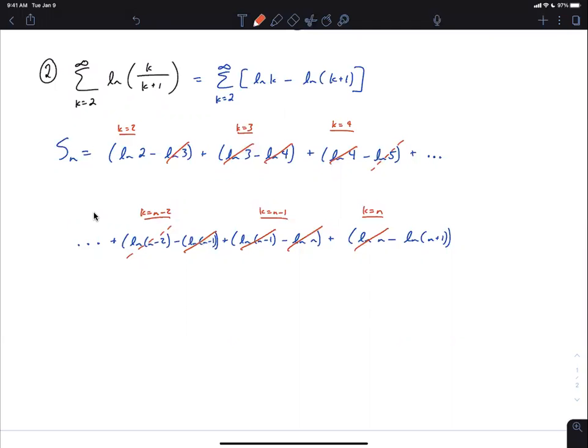Let's talk about a few more things with this in a minute, but let's finish up this example. So Sn then is equal to natural log of 2 minus natural log of n plus 1. Now remember that when we're talking about the infinite sum, we're always going to infinity. So we're looking at the limit of this as n goes to infinity. As n goes to infinity, the natural log of 2 does not change. What happens to the natural log of n plus 1 as n goes to infinity?